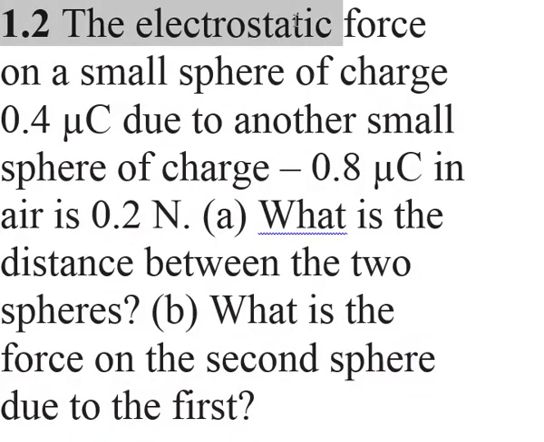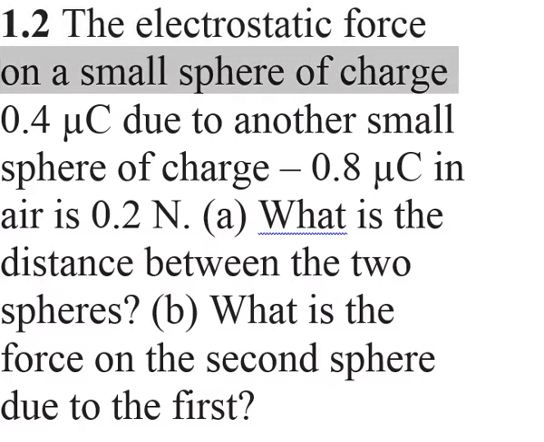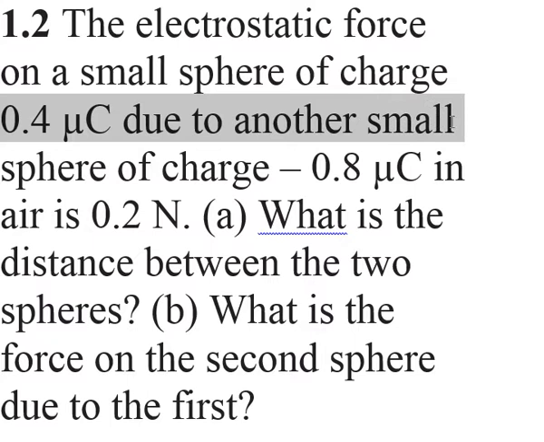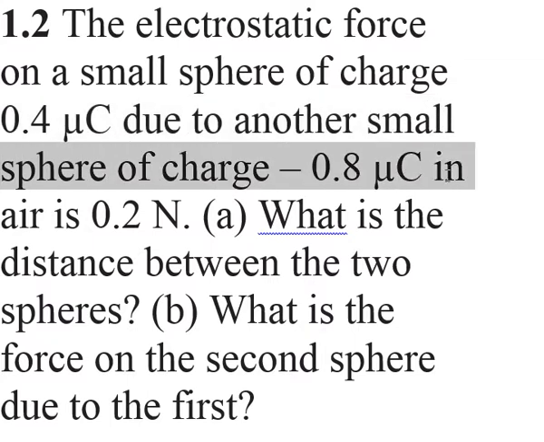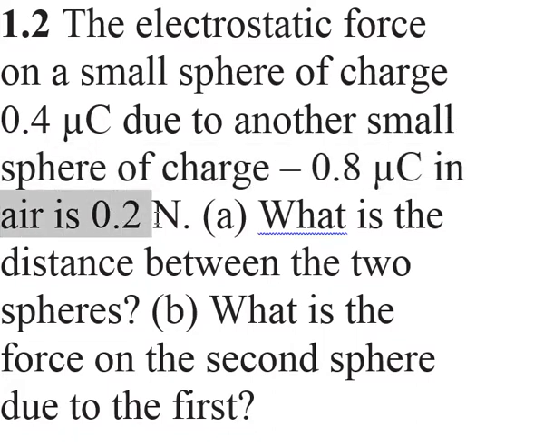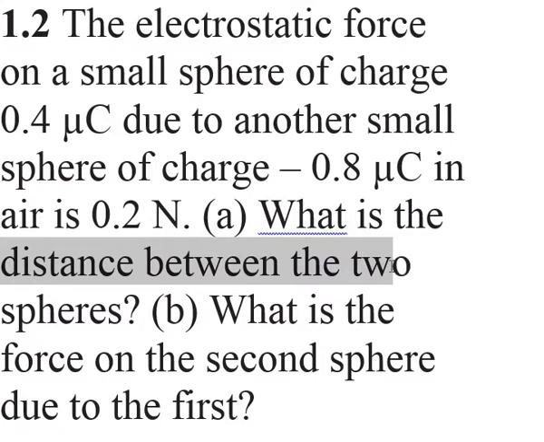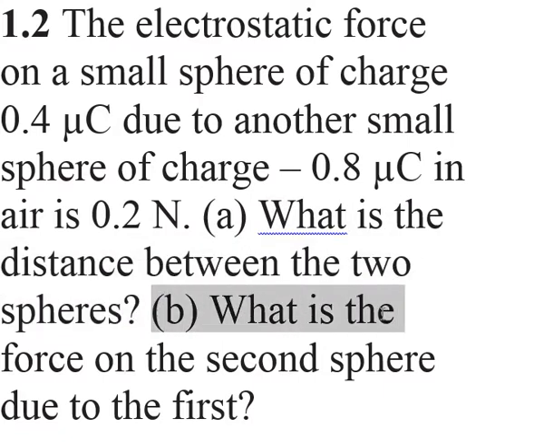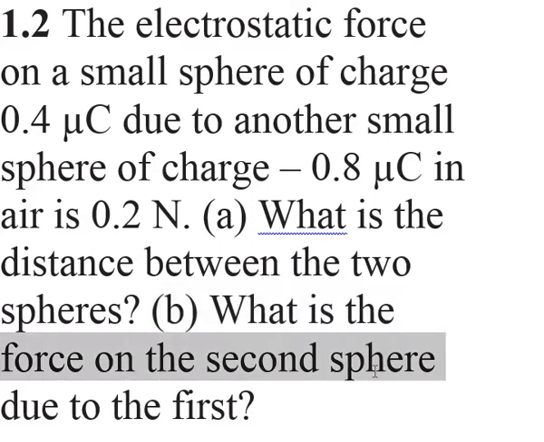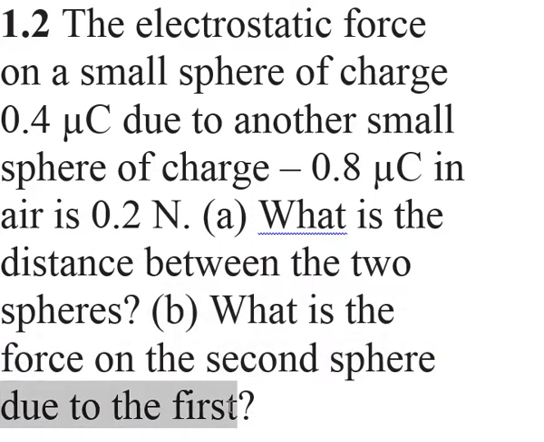The electrostatic force on a small sphere of charge 0.4 microcoulomb due to another small sphere of charge minus 0.8 microcoulomb in air is 0.2 Newton. Question A: What is the distance between the two spheres? Question B: What is the force on the second sphere due to the first sphere?